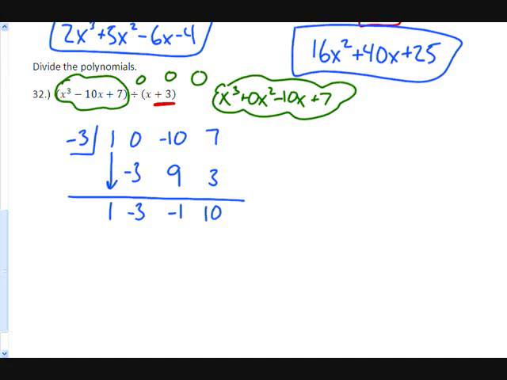And this is where I break out my secret decoder ring. I started with an x cubed and divided by an x to the first, which means now I'm going to have an x squared. So this is a 1x squared minus a 3x minus 1. And then this is my remainder, so I put a plus sign, and I put the 10 over the thing I was dividing by, which is the x plus 3. Okay?